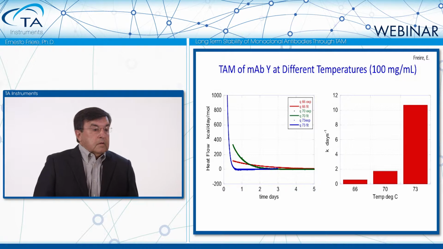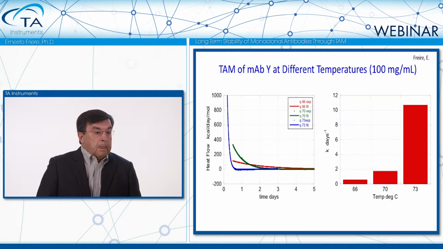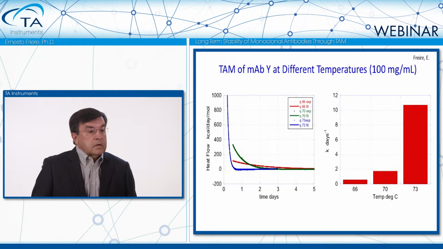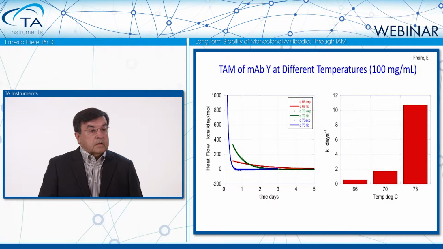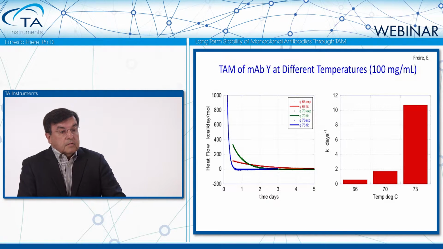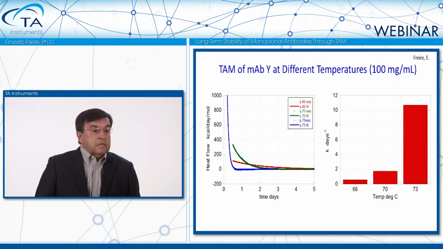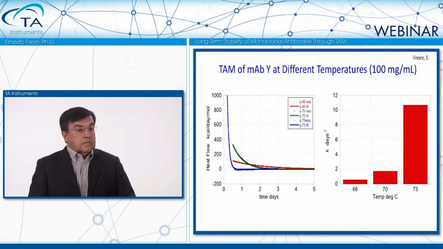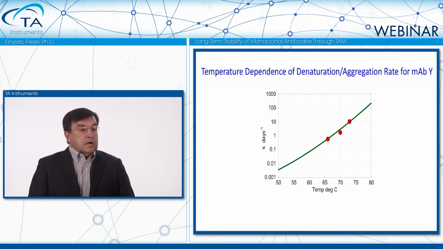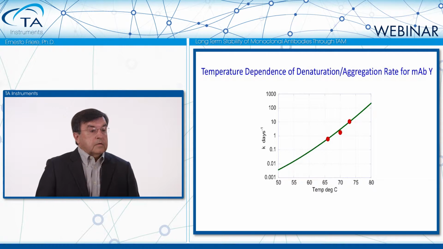Here on the left graph is the heat flow as a function of the number of days of incubation at the different temperatures studied. And on the right-hand side are the rates obtained at the three different temperatures in terms of days to the -1. And these experiments were performed at 100 mg per mL, which is a typical formulation concentration. These are the rates as a function of temperature.